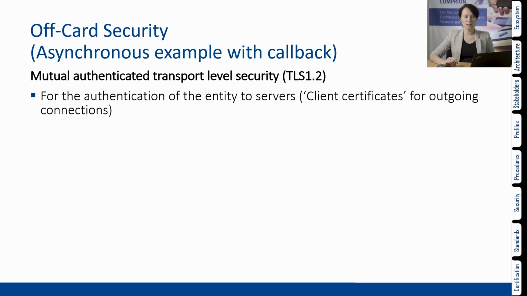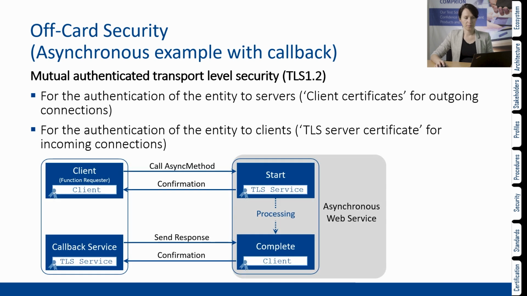Here you have an example of the off-card security with an asynchronous example with callback. We were using TLS for the authentication of the entity to servers. The client certificates for outgoing connections are used. For the authentication of the entity to clients, the TLS server certificate for incoming connections is used.